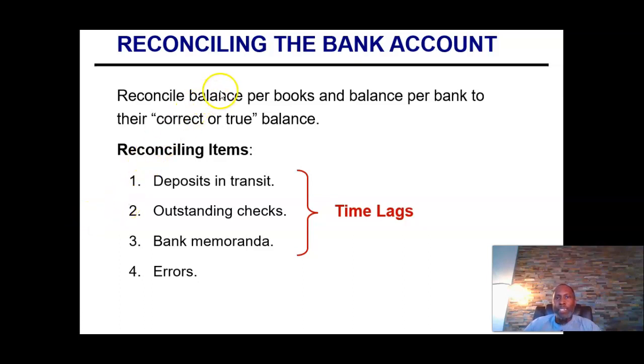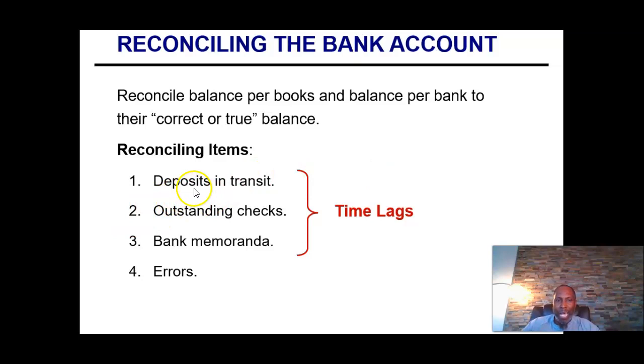Now, when it's time to reconcile, we reconcile the balance per books, that is the amount shown in our cash ledger account, against the balance per bank, that's the amount shown on the bank statement. Often for a business, those two amounts are not going to be the same because of what we call time lags. Time lags are items either reported by the bank and not by the company yet, or reported by the company and not yet reflected on the actual bank statement.